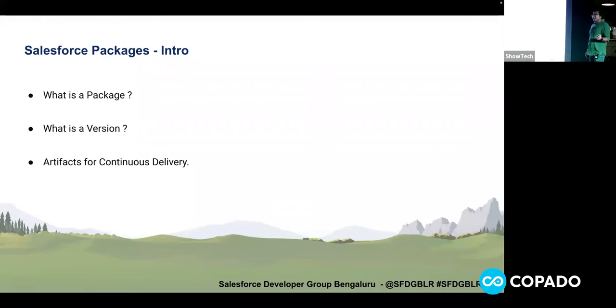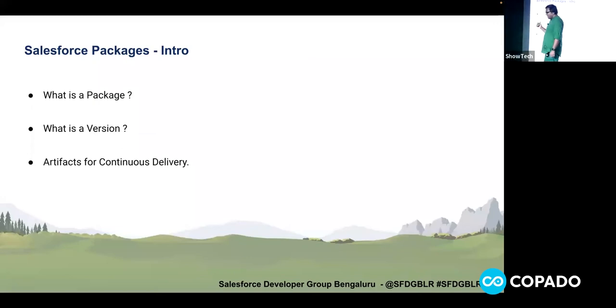Normally, the format that we use is major.minor.build.version, like that. And the last point, how this connects to the CD model, is that it is immutable. Immutable, unchanging components become our artifacts for our continuous delivery model. So that's what packages are.